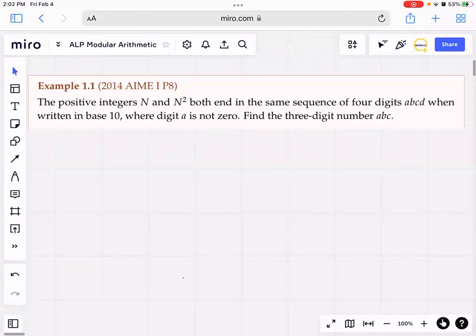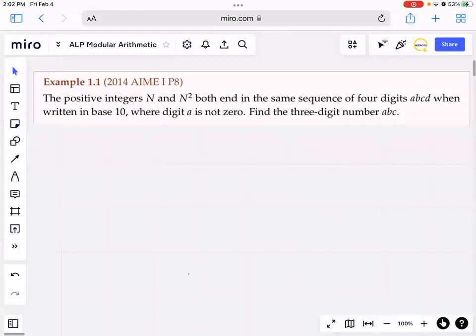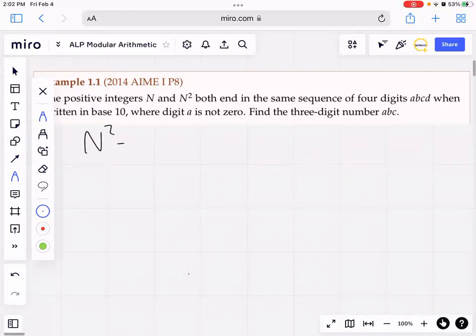So we start by using what we know. We have that the last 4 digits of n and n squared are the same when written in base 10. For the last digit we used 10 to the power 1, so we're going to use mod 10 to the power 4, which is equal to 10,000, but we're just going to leave it as 10 to the power 4. So this problem gives us that n squared is congruent to n mod 10 to the power 4.